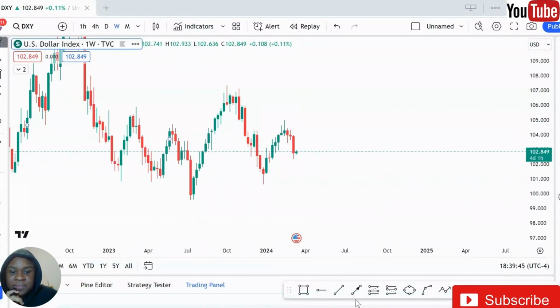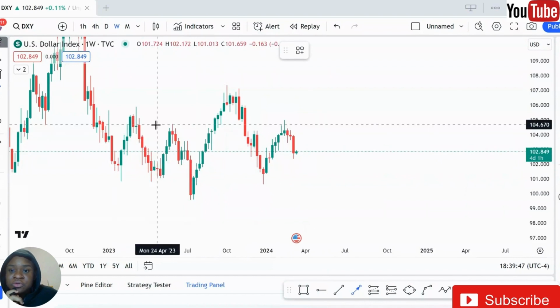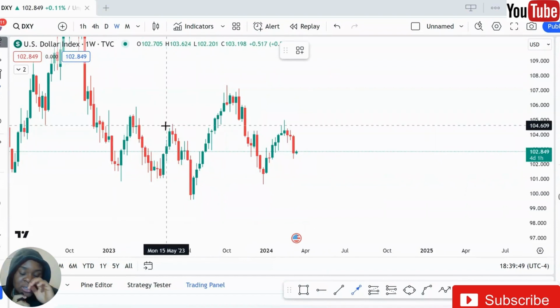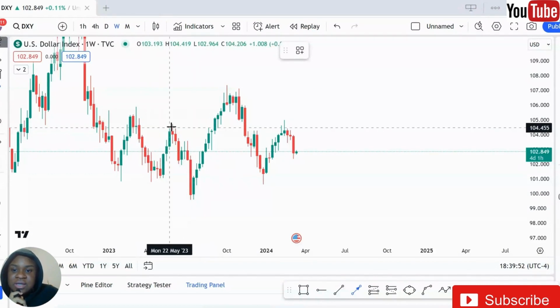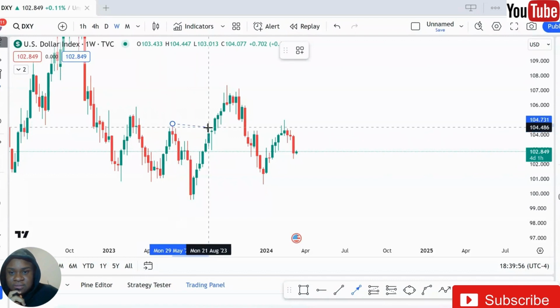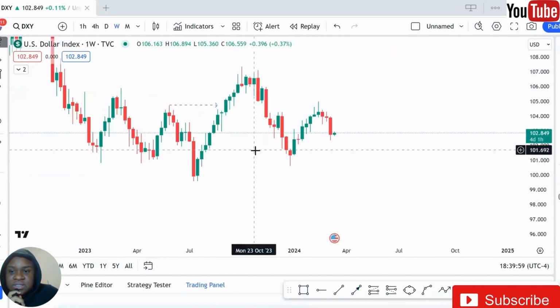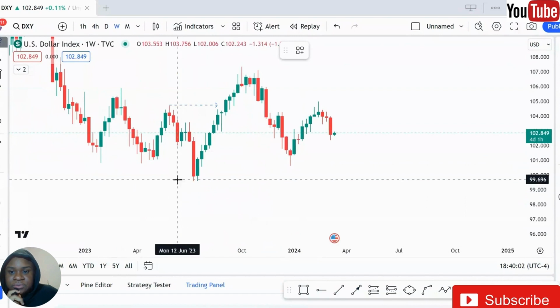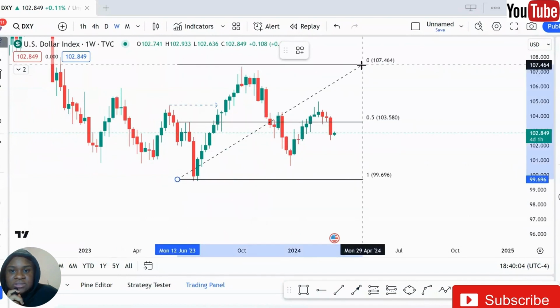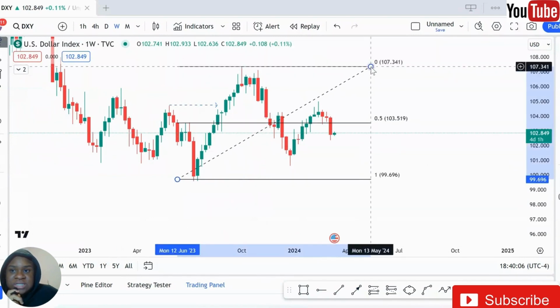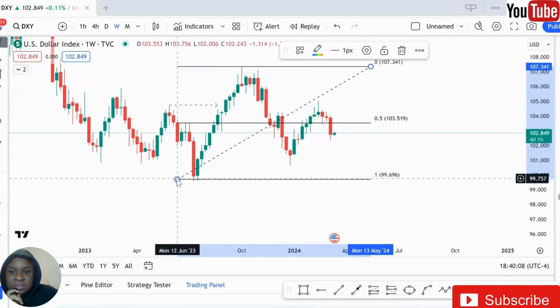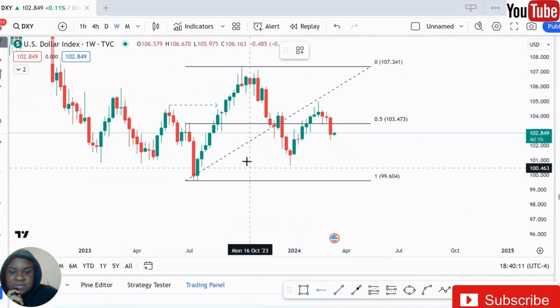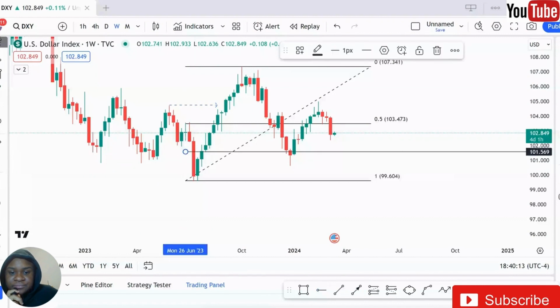For the DXY pair, we're going to follow the rule of taking out external liquidity and coming back to internal liquidity using the PD array. So you can see there's a break of structure, change of character here. And if you look inside very well, if I use my Fibonacci from the high to the low, from 1 week, 1 day, and 4 hours, I will see that there is a fair value gap inside here.